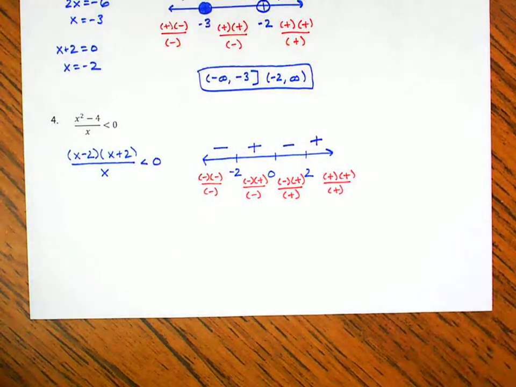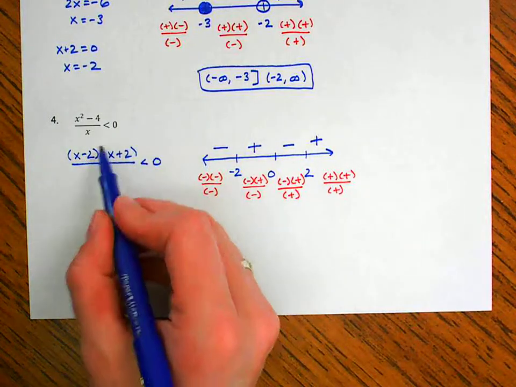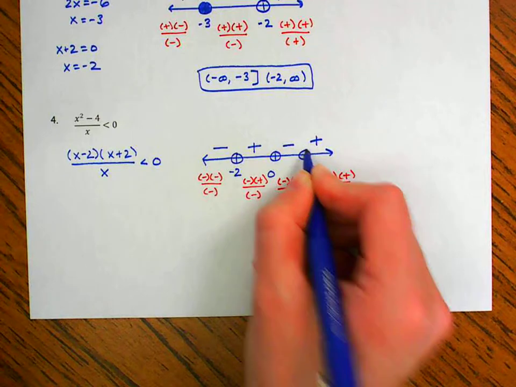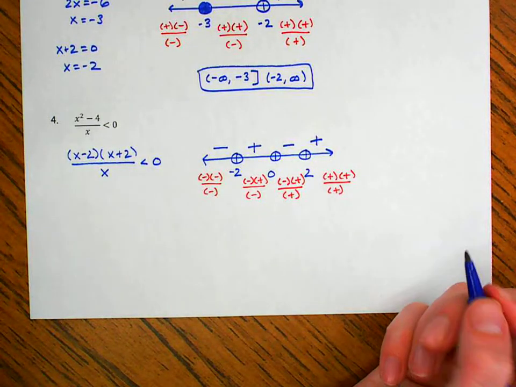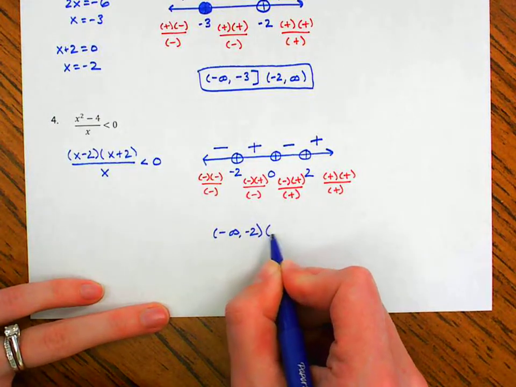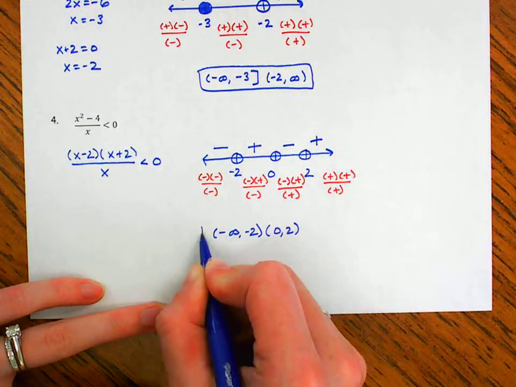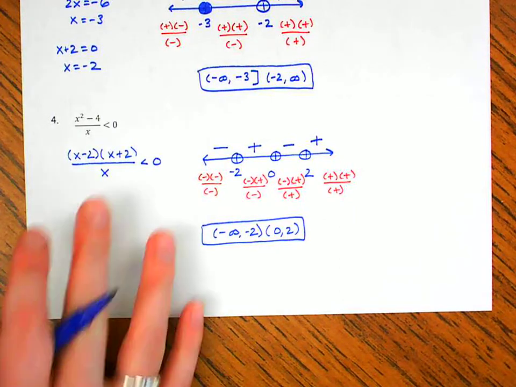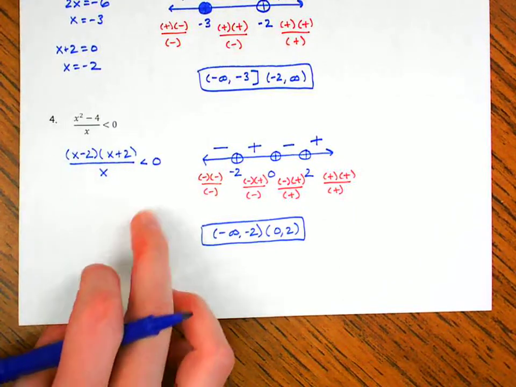This problem is asking me all the places where this is less than 0. So the first thing I notice, if it's less than 0, we don't care about any of the positive ones. We won't include them. I'm going to go from negative infinity until negative 2. And then I'm going to go from 0 until 2. None of them are bracketed because I didn't want to include any of my zeros. On to the back.